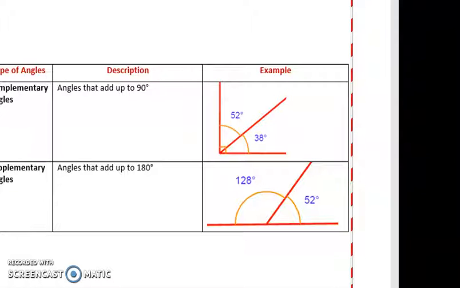Okay, as we resume, now we're going to remind ourselves of supplementary angles. Supplementary angles here are two angles that add up to 180. So you can see in this case, the picture makes a straight line. These are often also called a linear pair. So here's two examples for you to look at.